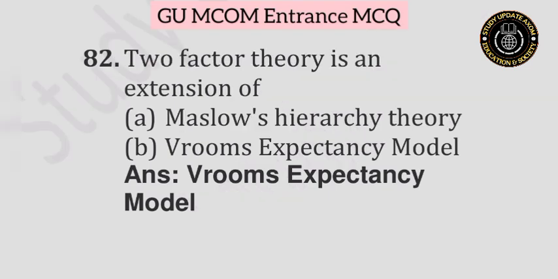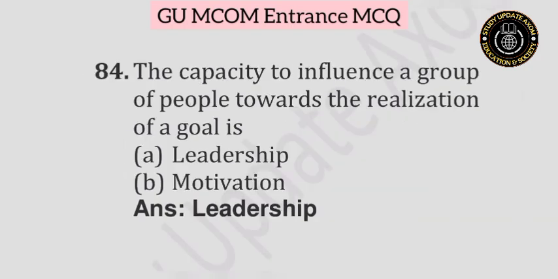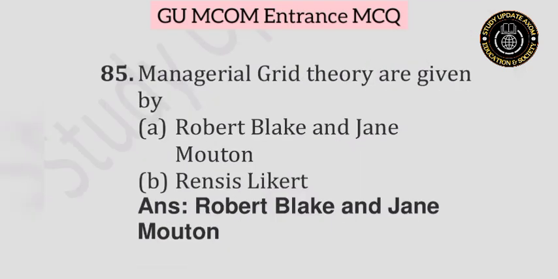Question number 82. Two-factor theory is an extension of option A, Maslow's hierarchy theory, option B, Vroom's expectancy model. Answer is Vroom's expectancy model. Question number 83. Which of the following is not an internal motivational force? Option A, goals, option B, needs, option C, feedback, option D, attitude. Answer is feedback. Question number 84. The capacity to influence a group of people towards the realization of a goal is option A, leadership, option B, motivation. Answer is leadership.